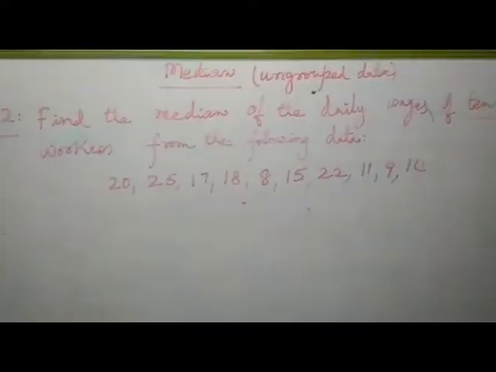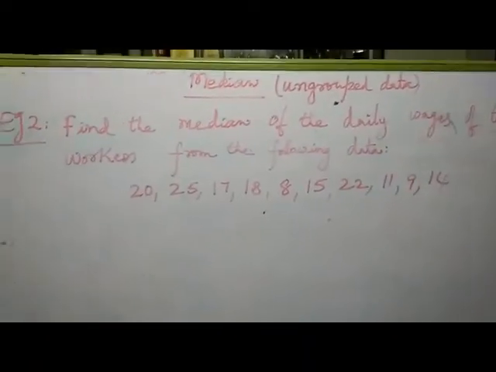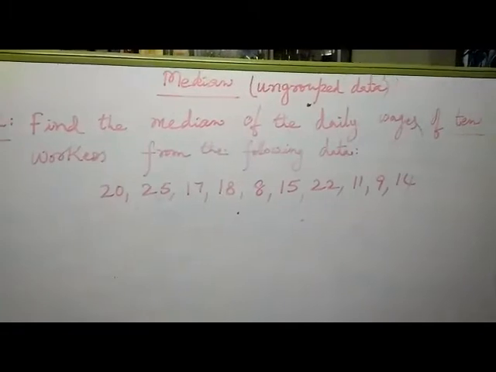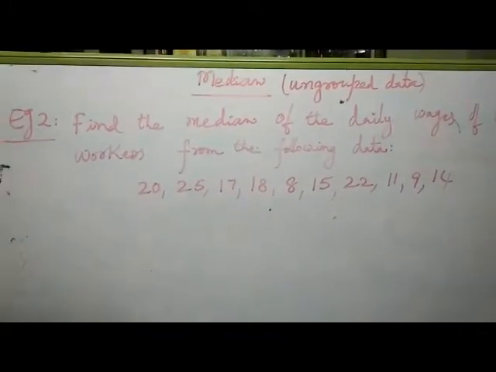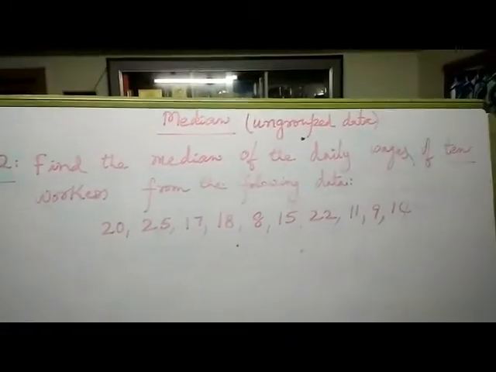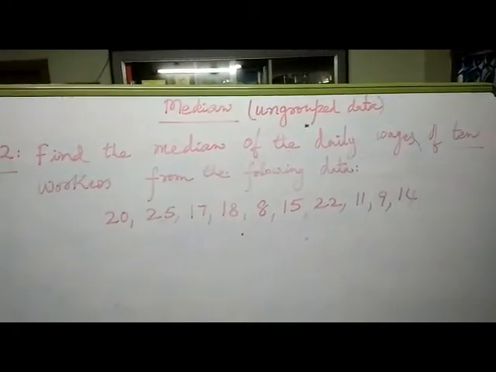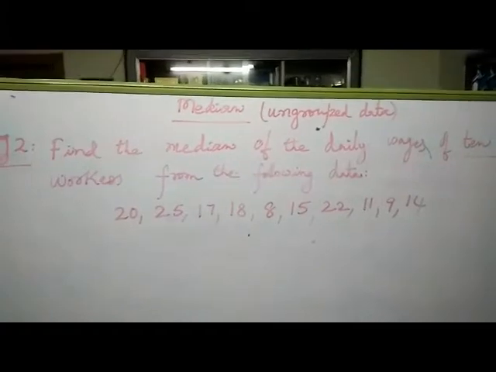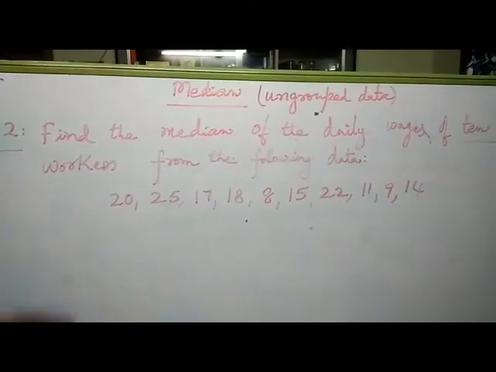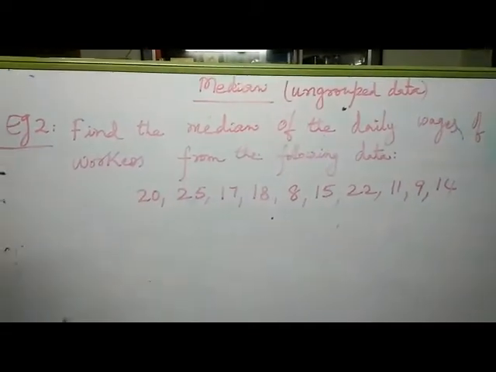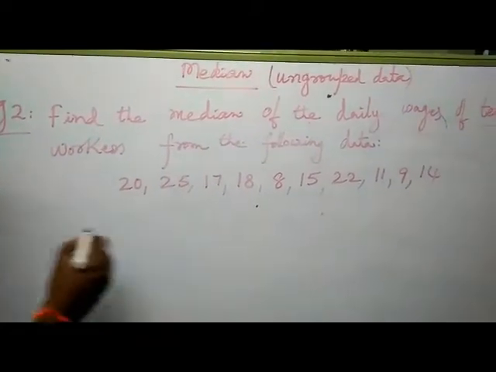One more example. Find the median of the daily wages of 10 workers from the following data: 20, 25, 17, 18, 8, 15, 22, 11, 9 and 14. Check once whether 10 workers' data is there or not. The first step is either we keep ascending order or descending order. So I'm arranging in ascending order.